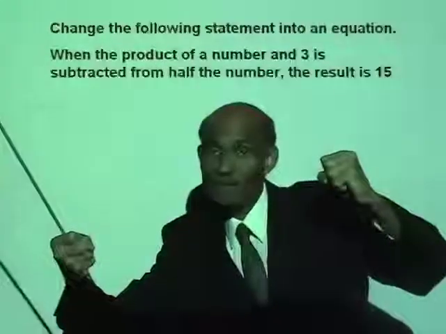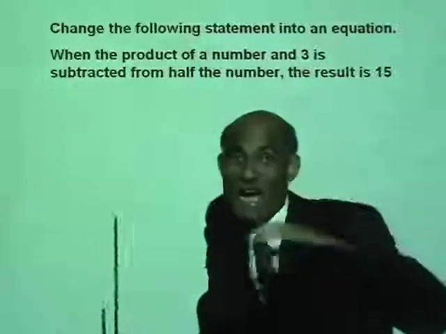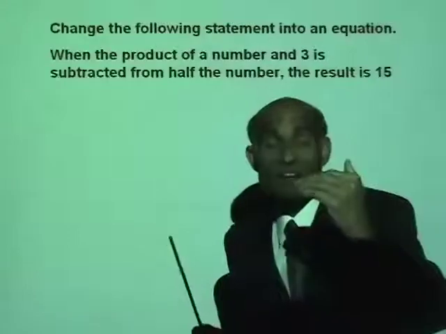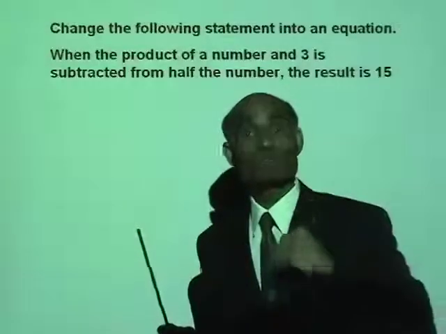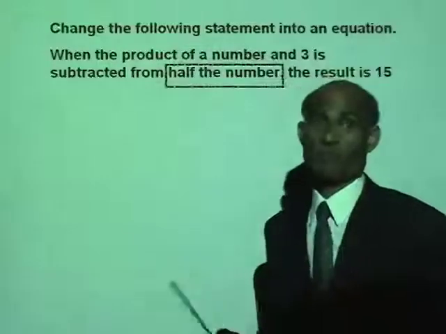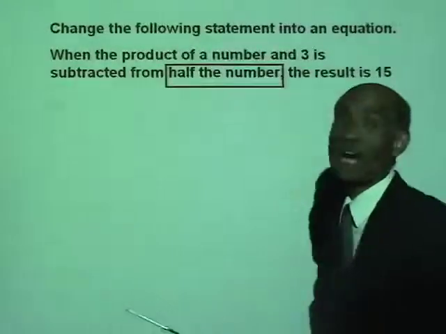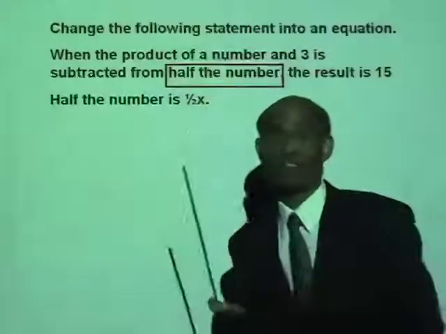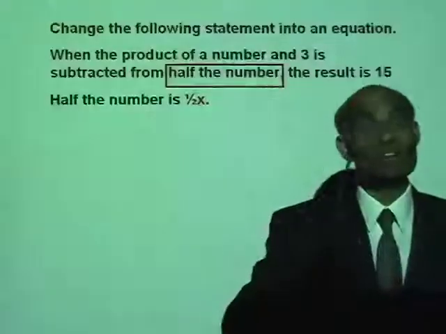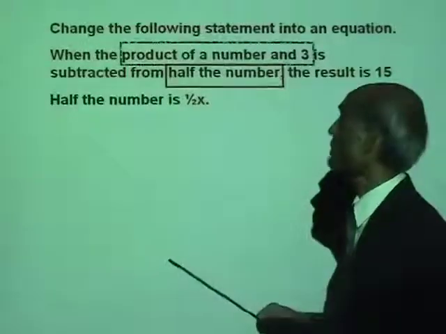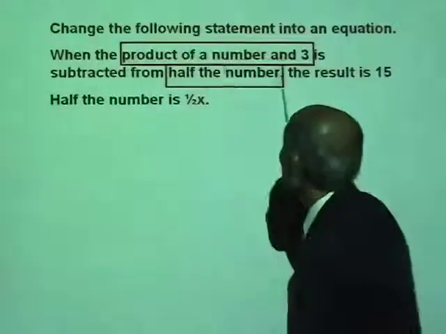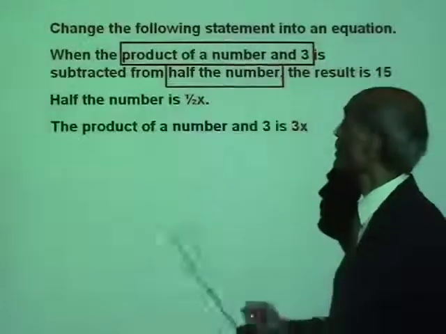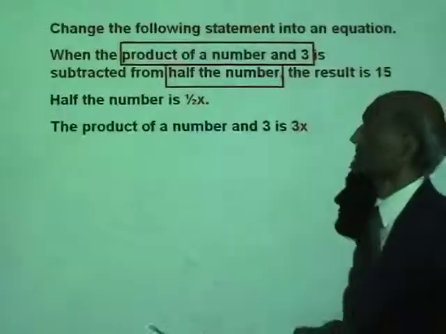Subtracted from, alright, half the number. What is half the number? The number is x. Half the number is x over 2. So, first of all, let's start with half the number. Half the number is 1/2 x. Because the number is x, half the number is 1/2 x. Now, product of a number and 3. What is product of a number and 3? Product of a number and 3 is 3x.